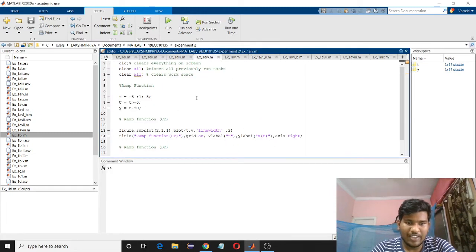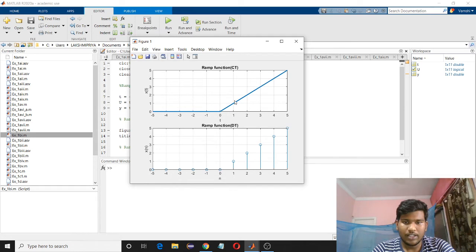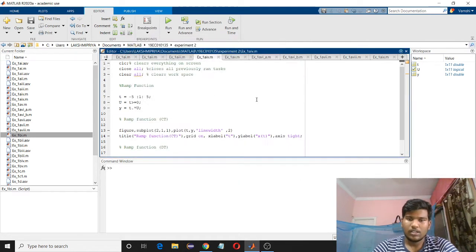The fourth function that we are plotting is the ramp function. When t is greater than or equal to 0, y will be equal to t. When t is less than 0, y will be equal to 0. Now let's run it. This is the graph that we have got. This is in continuous time signal, this is in discrete time signal.